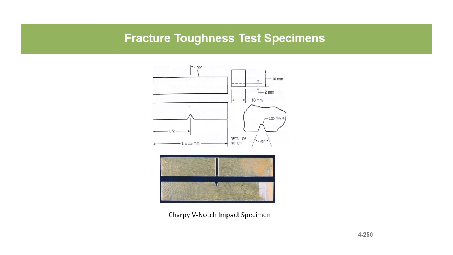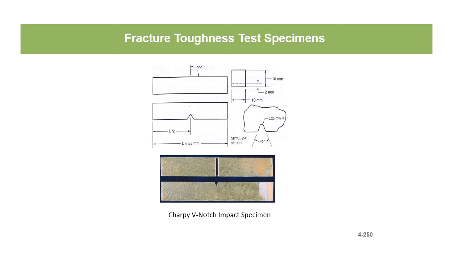Here is another fracture toughness test specimen, like I said, the Charpy V-notch impact test specimen. Length is 55 millimeters, and then they're 10 millimeters by 10 millimeters, and the groove is a couple millimeters deep, and there are the details of the notch. You've got a 0.25 millimeter radius in the bottom. It's a 45-degree angle.